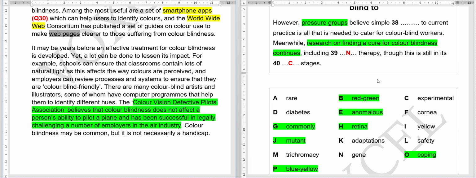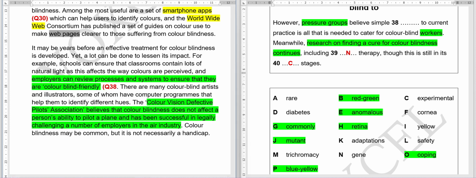Okay, so let's read this particular blank 38. However, pressure groups believe simple adaptations to working practice are all that is needed by workers. So they are talking about workers. Is there anything mentioned about workers, or basically anything related to work? Yes, there is. Where it is written here, employers can do this particular thing. Employers are basically your boss, that person that gives you a job, so you are the worker there. This should be our location for question 38.